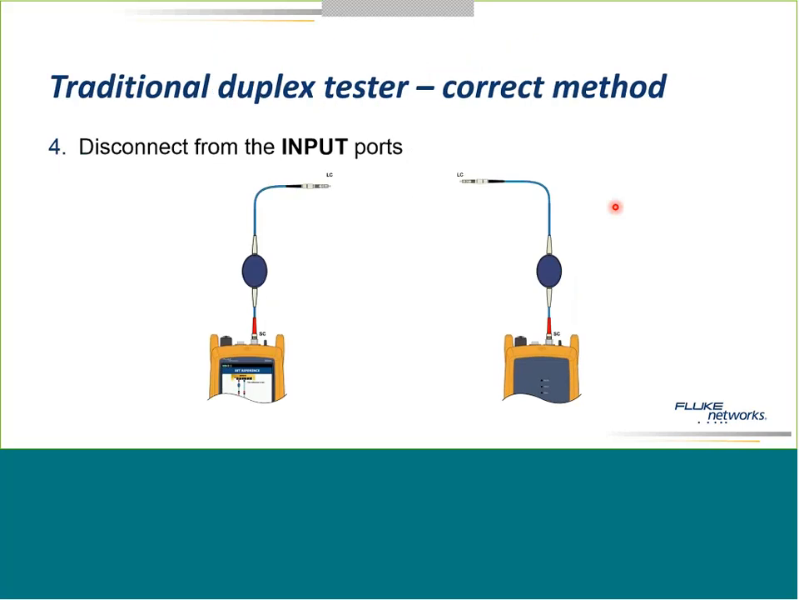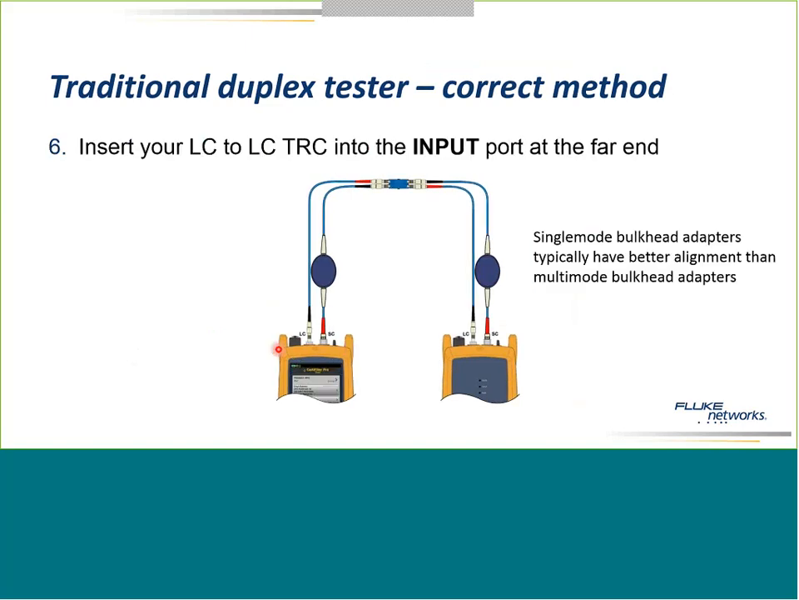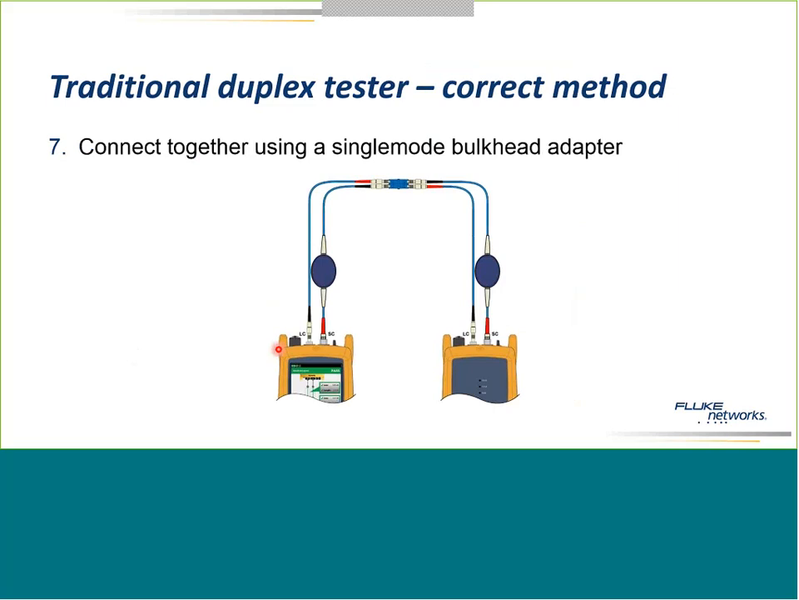Make sure we've got a good reference value. Disconnect from the power meter, of course, because we're not making physical contact. We want to maintain the alignment on the output here. Connect our known good leg and check to make sure that our known good leg has less than, in multimode, 0.15 dB of loss, 0.25 dB of loss for single mode. That 0.05 dB is for field conditions.